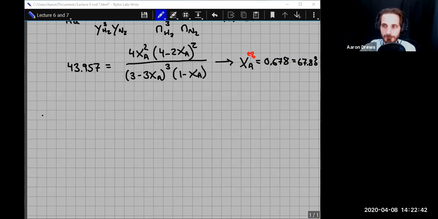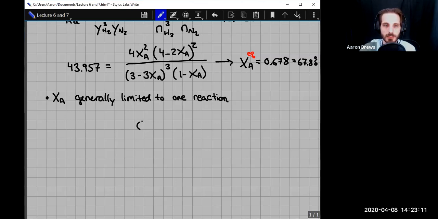So with our conversion, why on earth would we ever want to do it? Well, it does have one limitation. So x sub A is generally limited to one reaction. We don't try to solve a problem in terms of x sub A if we have more than one reaction. So we would only use x sub A as a solution technique if we have one reaction.